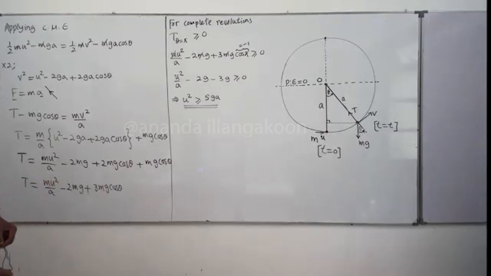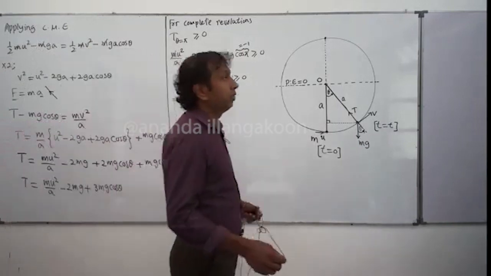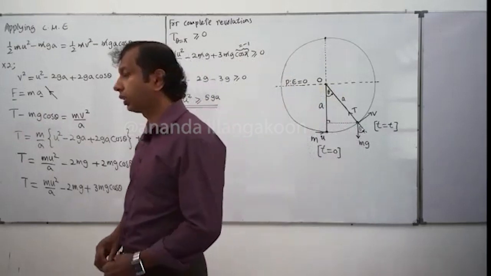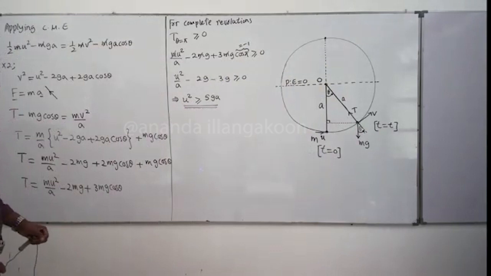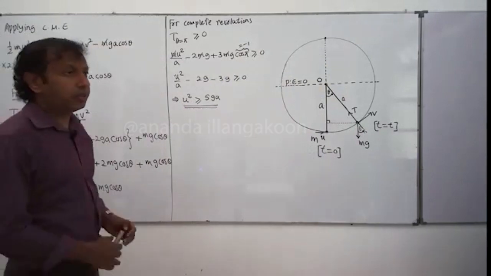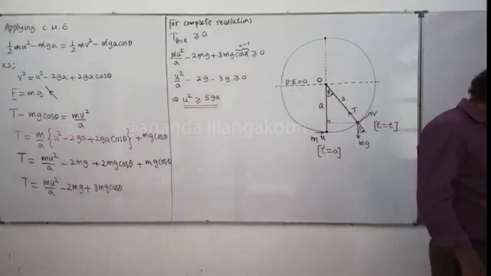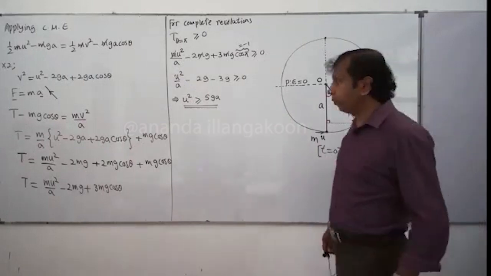Cos theta maximum is 1. This occurs when theta equals 0.